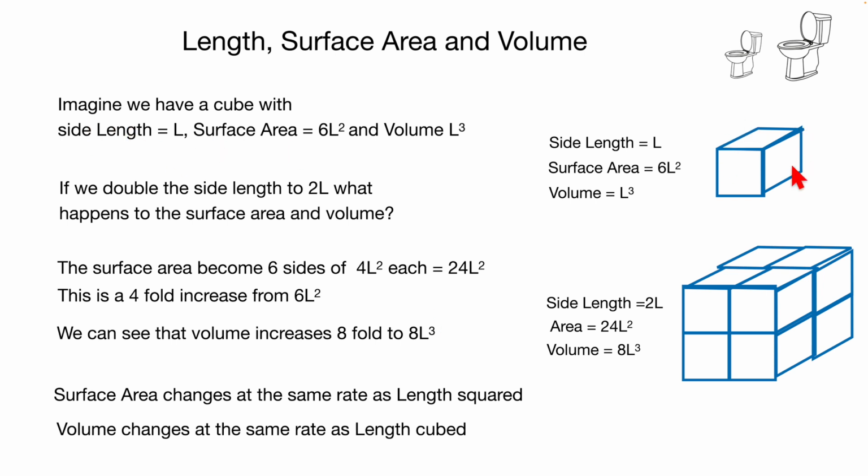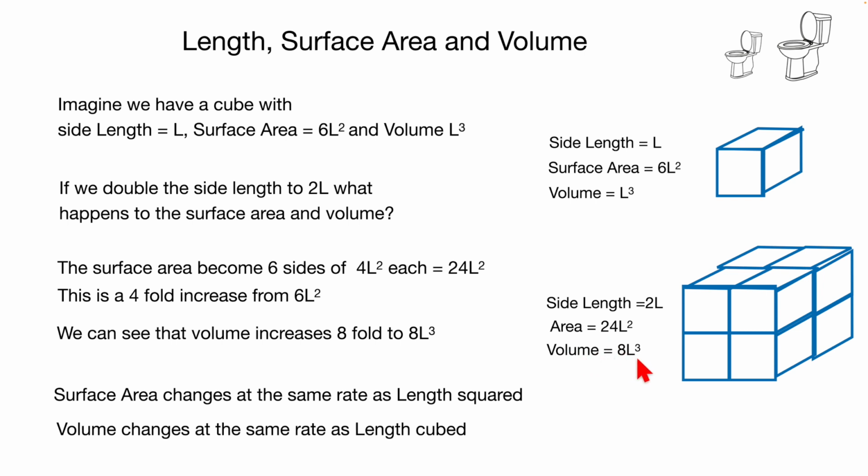Let's expand this to length, area, surface area and volume. Length is L of this horribly drawn sugar cube. The surface area is 6L squared because we have 6 sides, 3 we can't see, and each one has an area of L squared. And the volume is L cubed, L times L times L. And if we double the size of each length, the side length is now 2L. The surface area is 24L squared. This side has an area of 4L squared, and there are 6 sides making 24L squared. You can see that it's risen by 4-fold from 6 to 24.